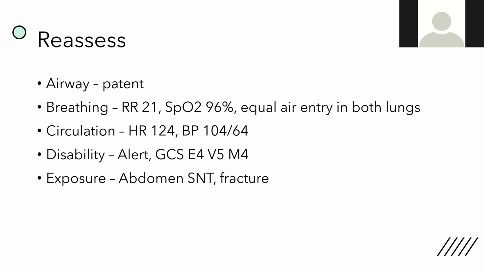So finally, you would reassess the A to E assessment. The patient's airway is still patent. The breathing has improved. They have good oxygen saturation of 96%, equal air entry into both lungs. You can now order a chest X-ray to see if your chest drain is in the right place. And then check the patient's circulation. The blood pressure has improved. Check disability. Now the GCS is E4, V5, M4, and exposure, the abdomen is still soft, non-tender, and you are aware of the fractures, you've bleeped the orthopedic reg. So is there anything you're concerned about on reassessment of A to E?